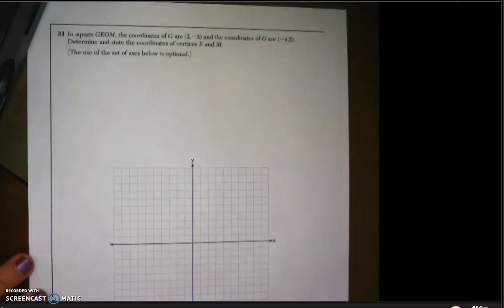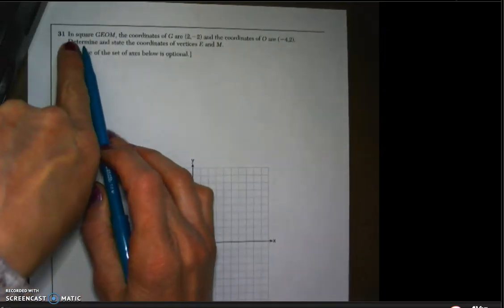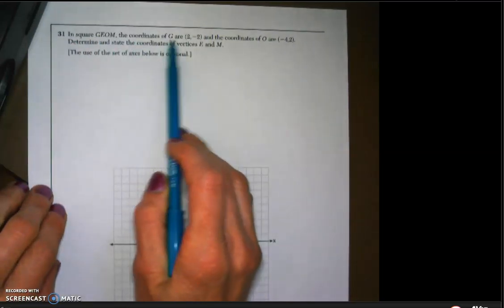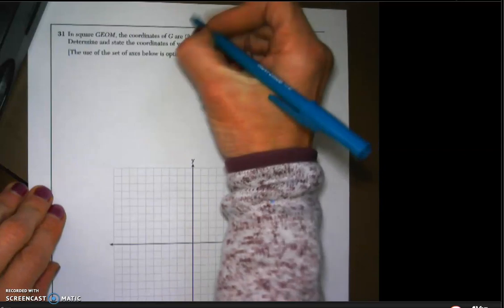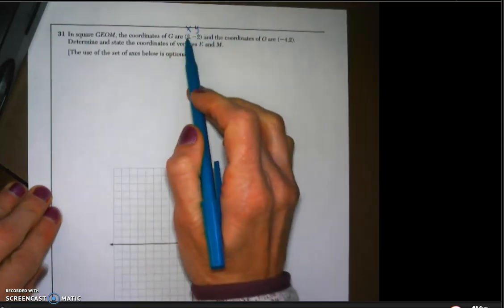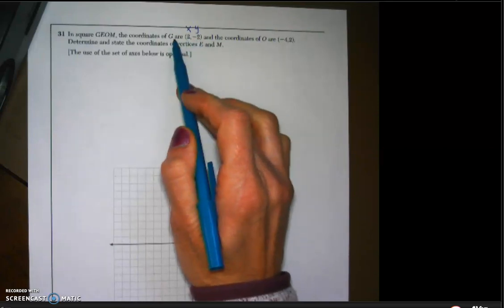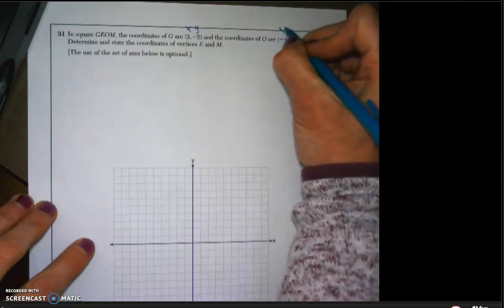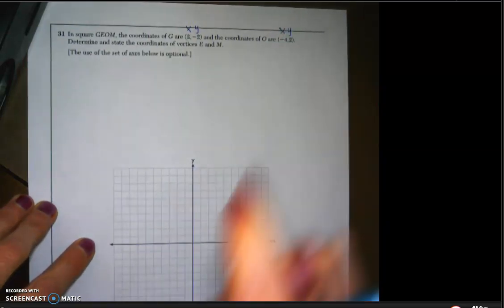Number 31. In square GEOM, that's a key word, the coordinates of G are 2, -2. So I'm going to put in right away X and Y because I'm actually going to use this graph. So 2 units on the X, -2 on the Y. That's going to give us the coordinates of G, and the coordinates of O are at -4, 2. So once again, as soon as I see coordinates, I always put my X and Y.